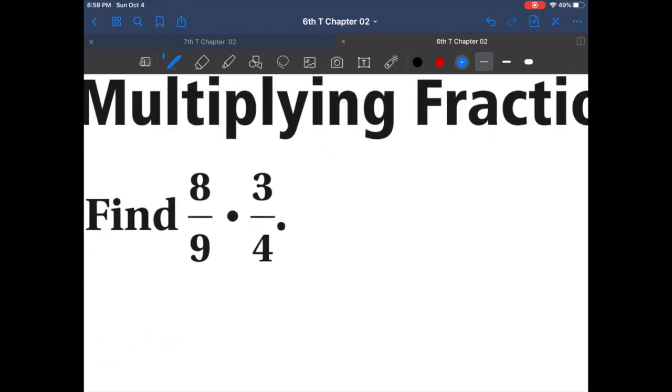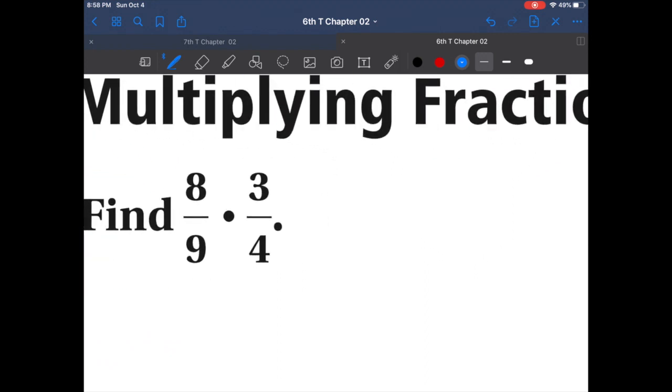This is actually example number 2. So let's multiply. Now, remember how we said we always simplify? Well, first of all, let me ask you the question. How do we multiply fractions? We multiply fractions straight across, right? 8 times 3 is 24. 9 times 4 is 36.